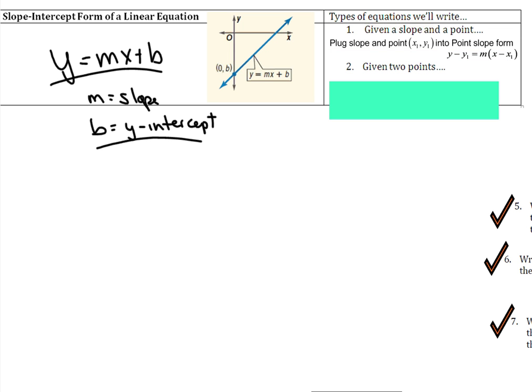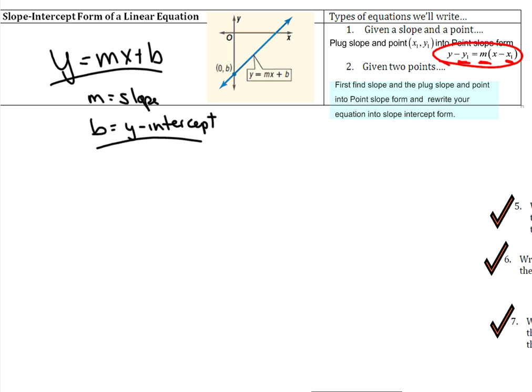The other type of equation that we will write will be point slope form, which might not be as familiar to you, but this is it right here. Basically, x1 and y1 represent a point. M still represents your slope. If you're just given 2 points, first find the slope like we did before, then throw it into point slope form. Once you have it in point slope form, rearrange it to make it look like slope intercept.